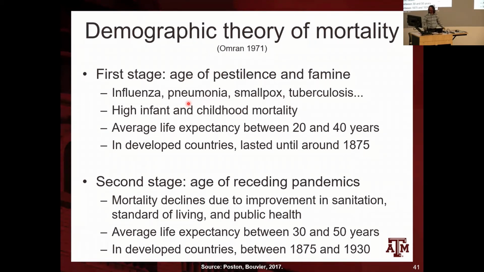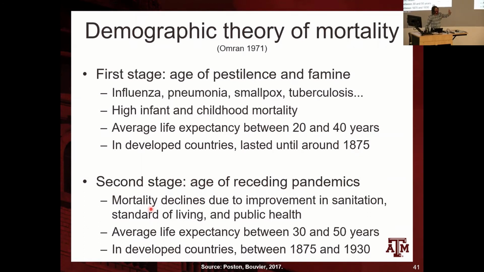And the overall average life expectancy was really low. People used to live on average only around 20 to 40 years. And in developed countries, this first stage lasted until 1875, right? Developing countries went further, but these really low levels of life expectancy, we don't see them in more contemporary societies, even in developing countries. The second stage is the age of receding pandemics.